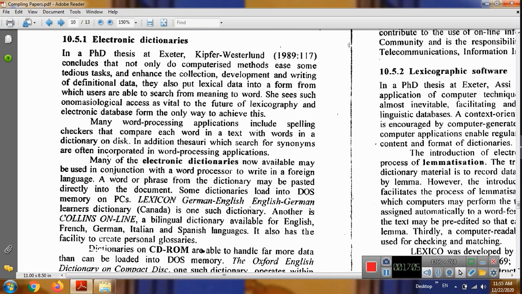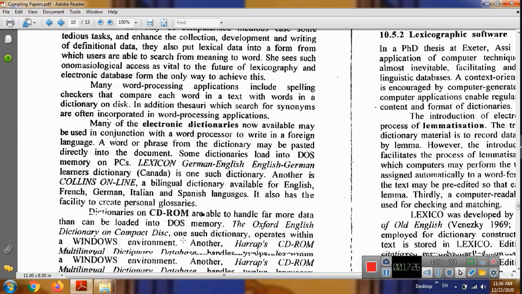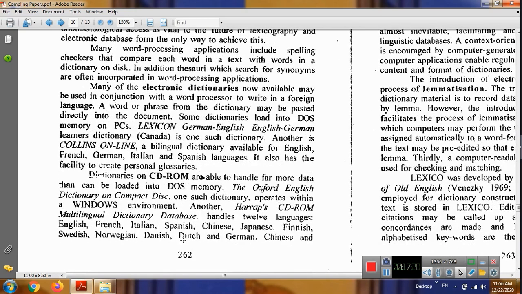Lexicon German English German Learners Dictionary in Canada is one such dictionary. Another is Collins Online, a bilingual dictionary available for English, French, German, Italian, and Spanish languages. It also has the facility to create personal glossaries.